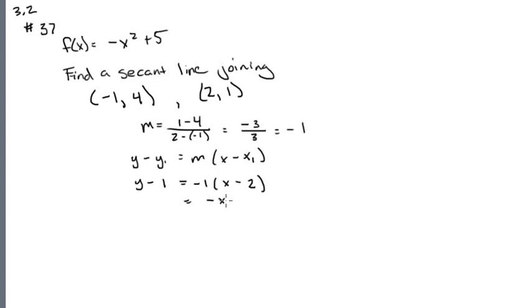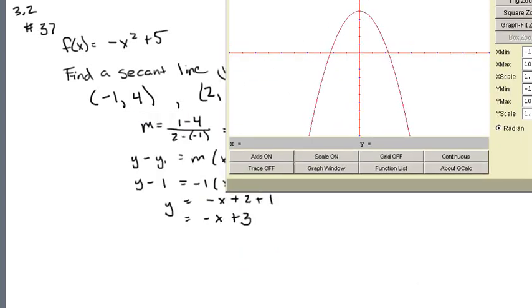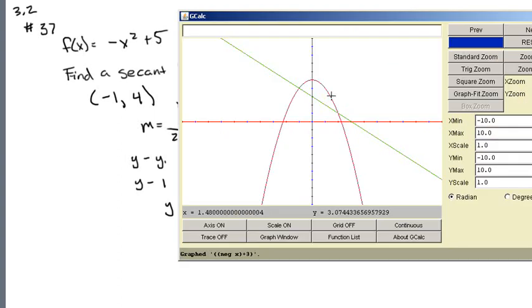Distribute this negative 1, I get negative x plus 2. Add the 1 to both sides. I get y is equal to negative x plus 3. So let's graph that and see if that is our secant line that joins those 2 points. Negative x plus 3. Right, and it looks pretty good so far because I cross right at negative 1 comma 4 and right at 2 comma 1. So here's my secant line, and that's good.